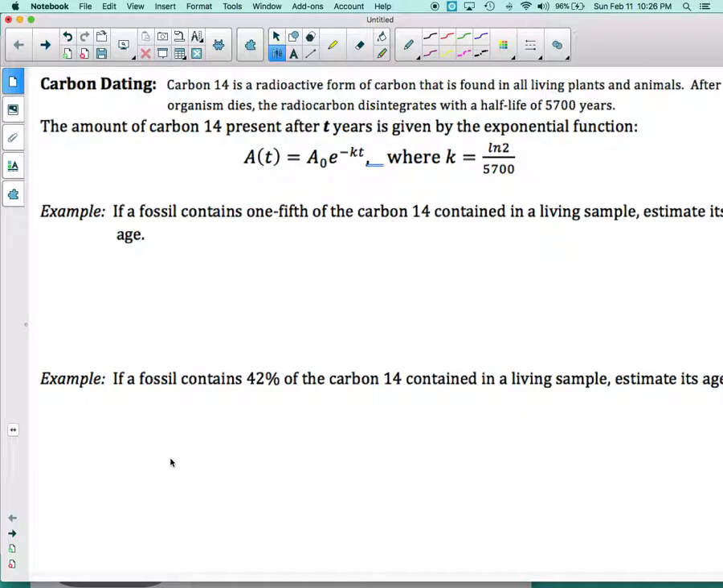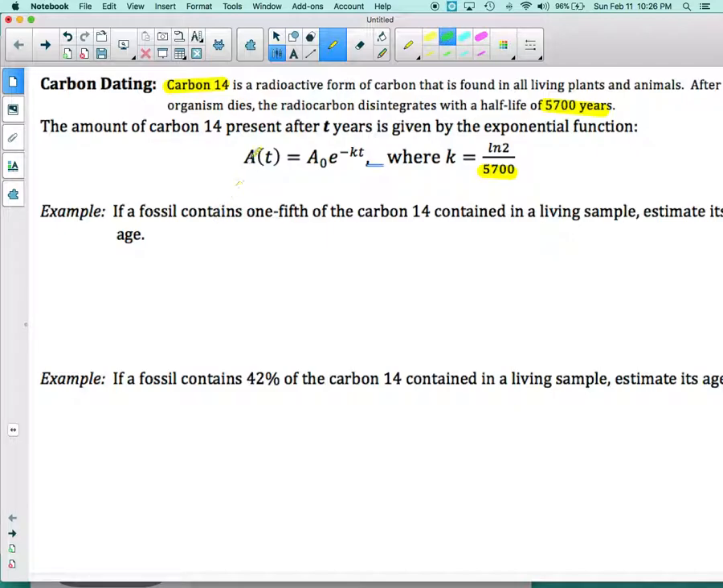And so what that has to do with is how fast the isotope of carbon, namely carbon-14, degrades radioactively. So we know that it has a half-life of 5,700 years. And we see that number here in this constant that's part of this equation.